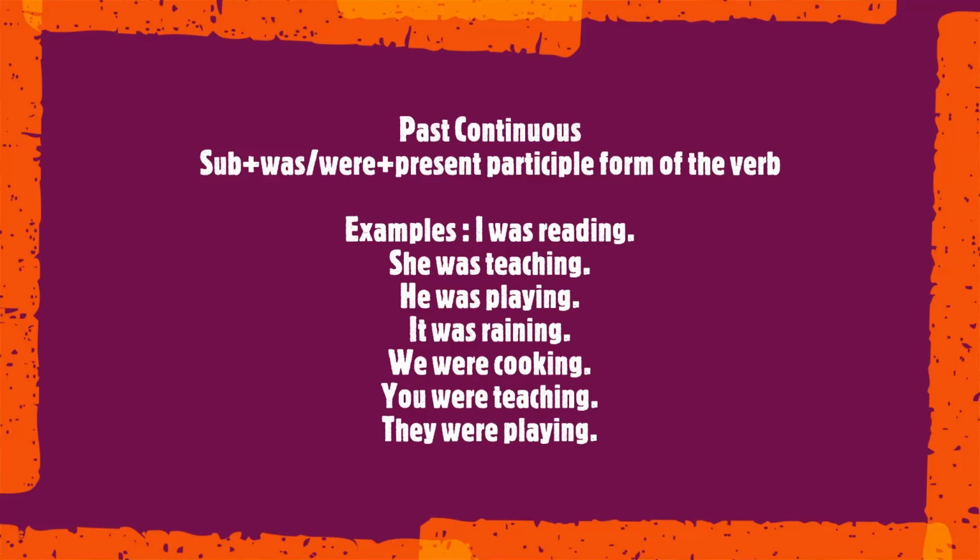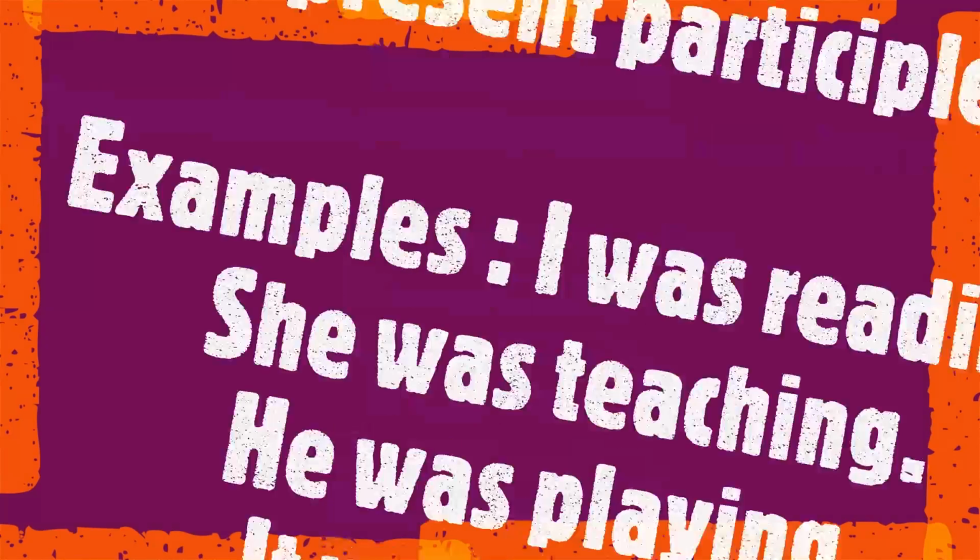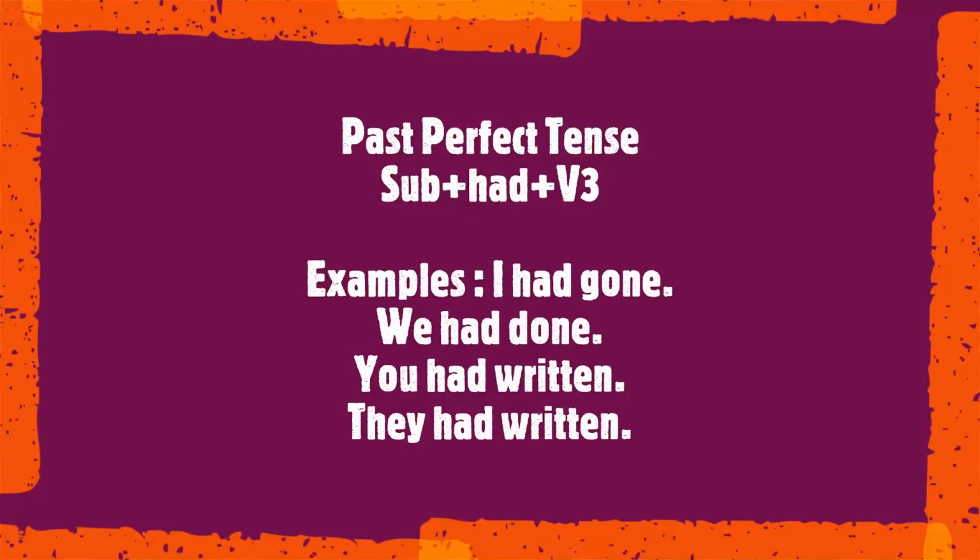Next one is past perfect tense. Dear children, it is used to describe an action that was completed before a certain point of time in the past. Okay, before some point in the past. The rule becomes subject plus had plus the past participle form of the verb. Subject plus had plus V3, because it is past perfect tense.